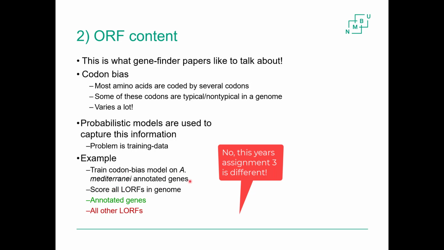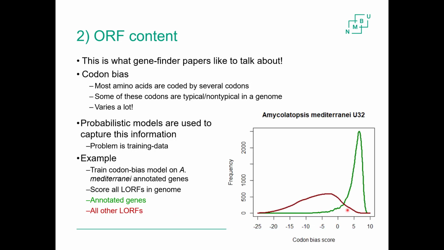And then I took all the actual coding genes in this reference genome. This is one of the best annotated genomes we have. Then I made a model from that information, and I scored all the ORFs in that genome, both those that are actual genes and all the others, the rubbish, that are not genes, right? And this is how the scores turn out.